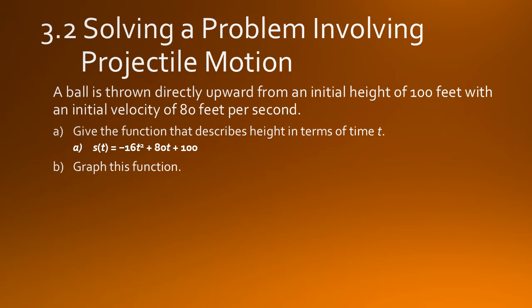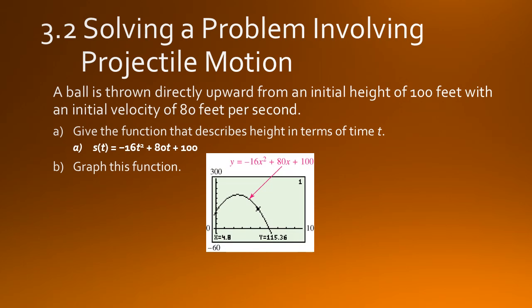Next, graph the function. Okay, there's what it looks like. Notice that our x is going to start at 0. So is our y, because that makes the most sense. X is going to represent time here, and you don't have negative time. Y is going to represent the height, and we don't have negative height unless you're going below the ground, I guess.